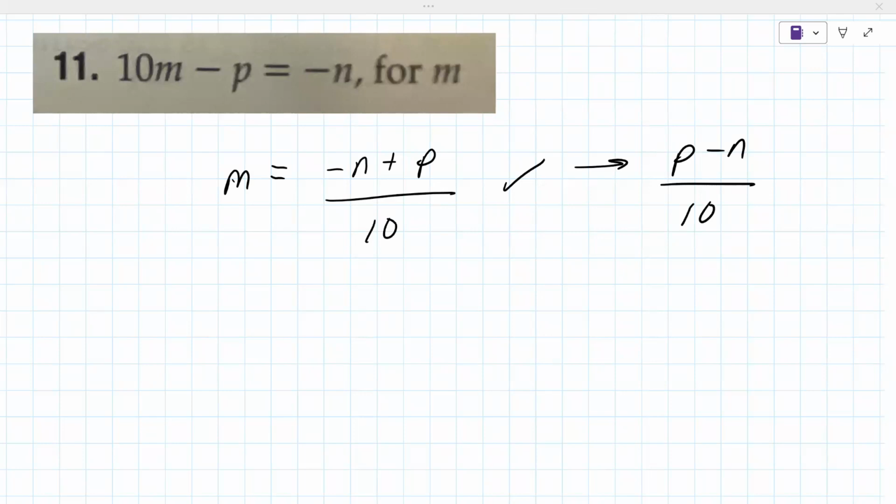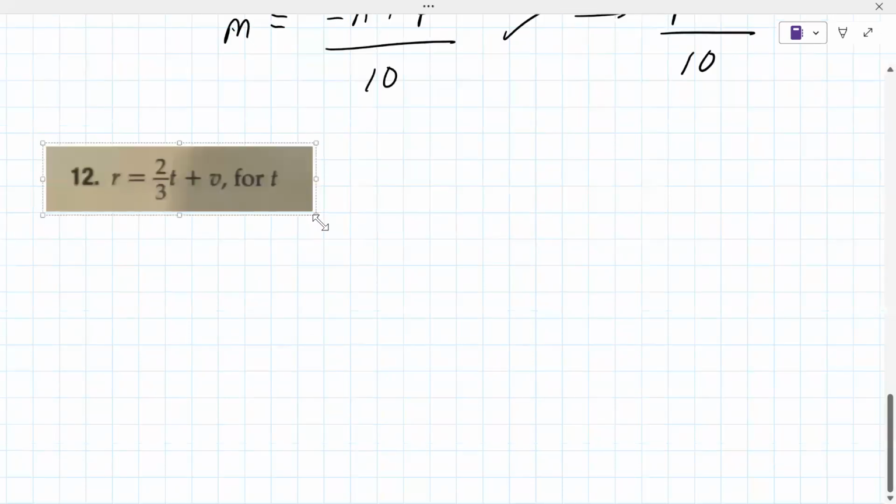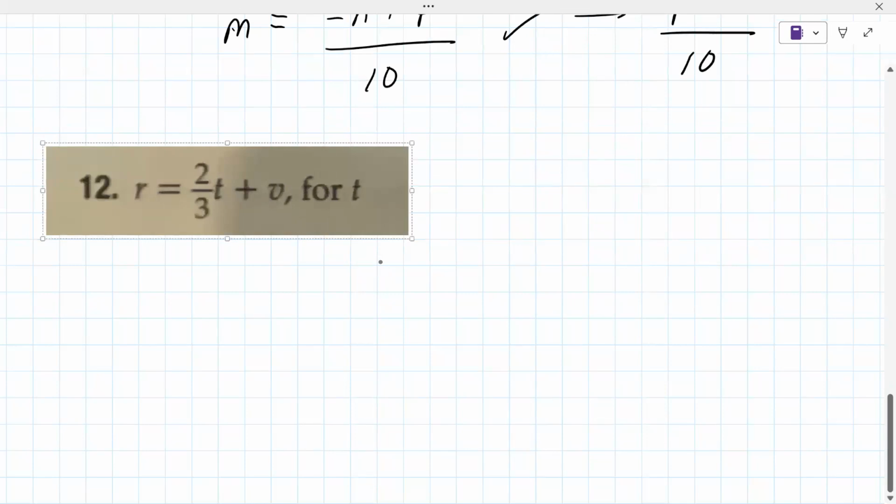All right, so next one is 12. Slow getting these snips in. There we go. All right, solving for T, there's T. So this one does have a number. Maybe that's a little better. You want to undo addition and subtraction first. You want to subtract V from both sides. R minus V equals 2/3 T.